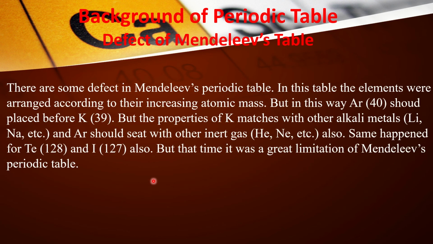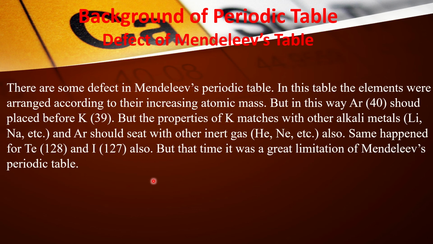But there are some defects in Mendeleev's periodic table. This periodic table was not 100% correct. In this table, the elements were arranged according to their increasing atomic mass. But in this way, the atomic mass of argon is 40 and the atomic mass of potassium is 39. So the atomic mass of argon is more than the atomic mass of potassium. So argon should be placed before potassium.